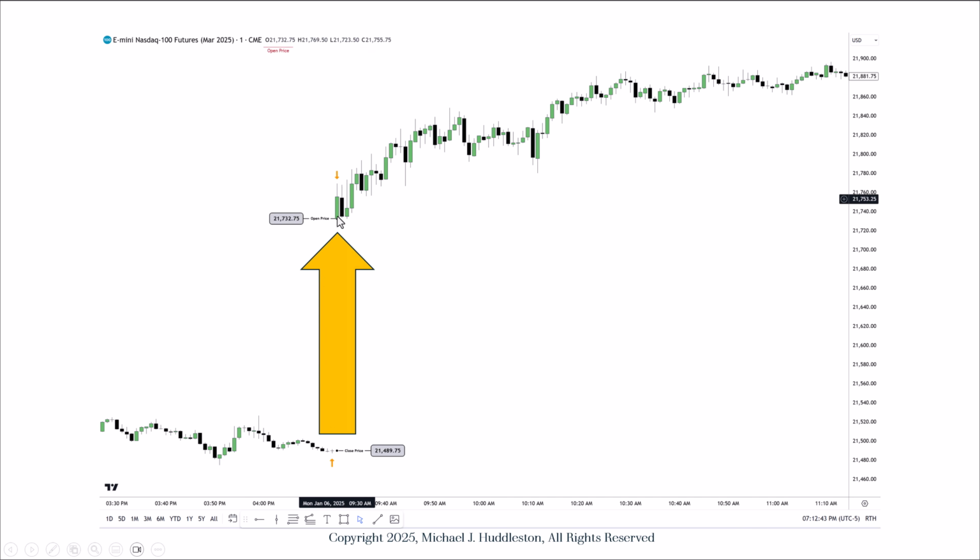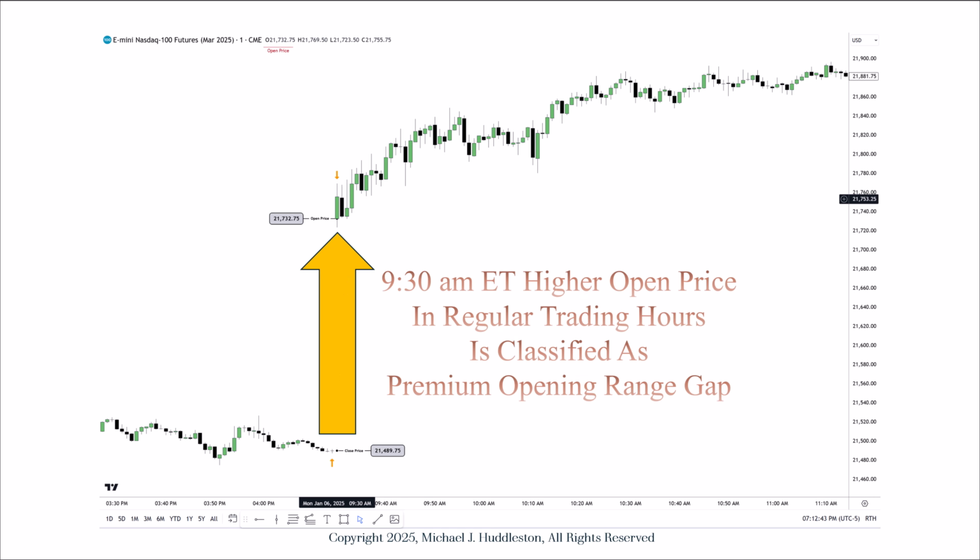Here we can see at 9:30 a.m. on the very next day, regular trading hours is going to only show the difference between where we settled the previous day at 4:14 p.m. to now the first opening price at 9:30 Eastern time. Again, all New York local time. This shows that we're opening higher than where we settled in regular trading hours the previous trading day. A higher opening price at 9:30 a.m. Eastern time in regular trading hours is classified as a premium opening range gap.